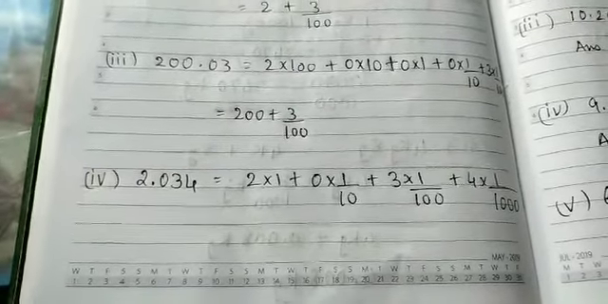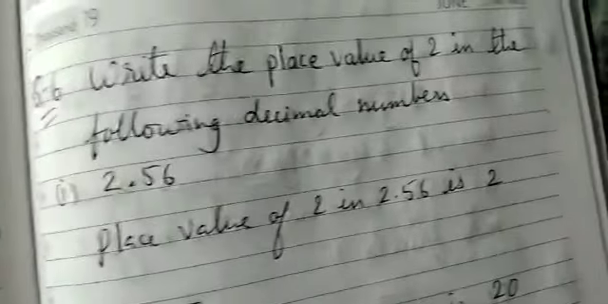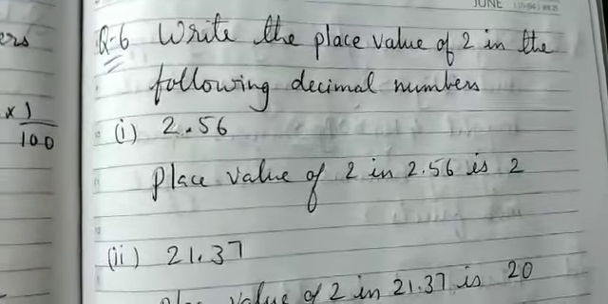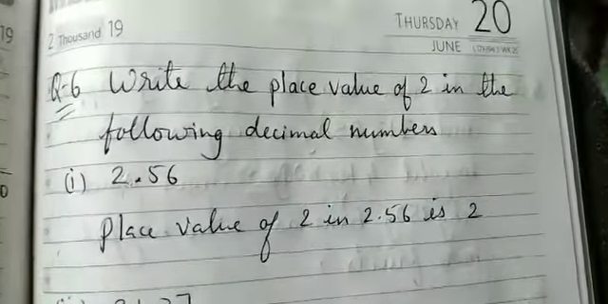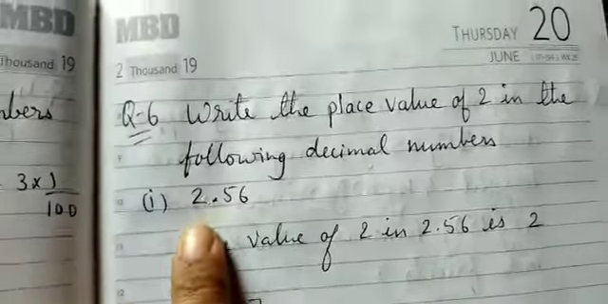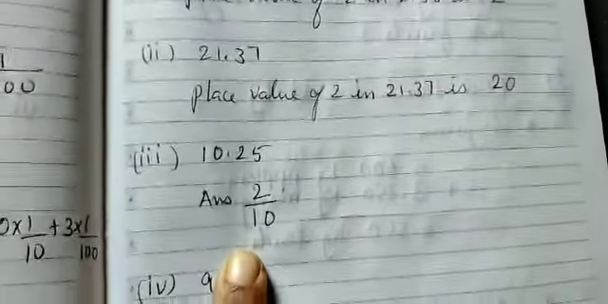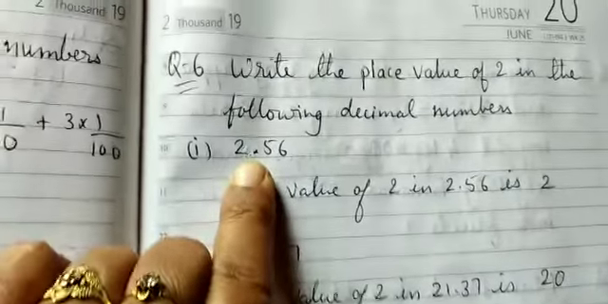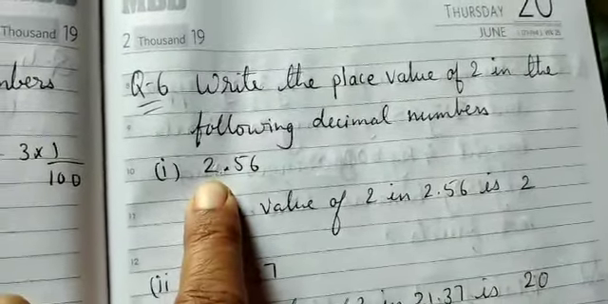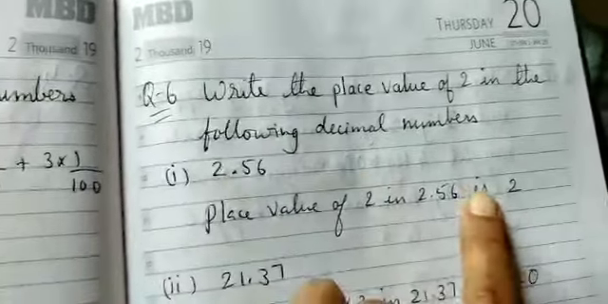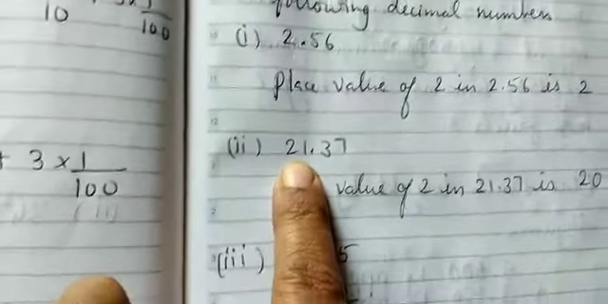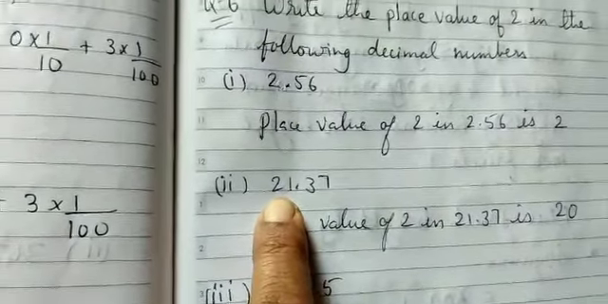And now we move on to the sixth question: write the place value of 2 in the following decimal numbers. You have to mention the place value of 2 only. So you have to search out 2 in all the numbers. In first case, 2.56. So what's the place value of 2? Place value of 2 is just 2 because it holds ones place. 2 ones are 2. Here 2 holds the tens place, so 20.